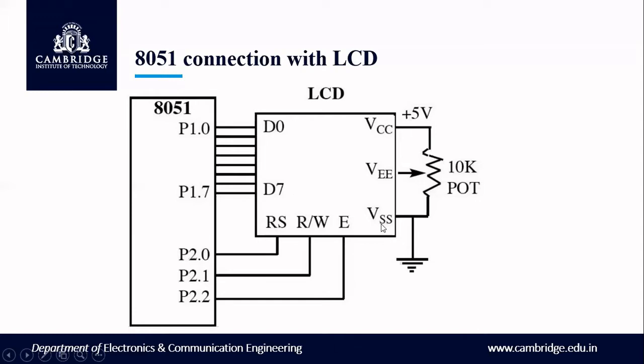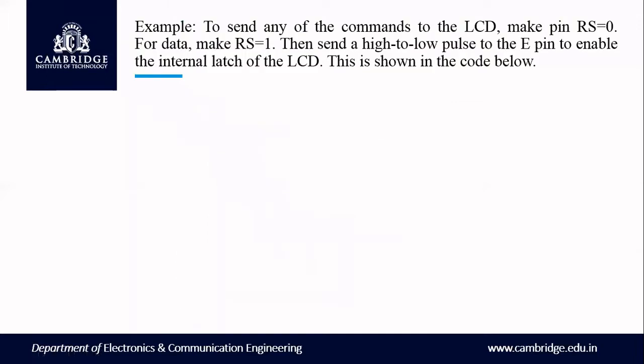So let us see the assembly code, how we can write assembly code for displaying a message onto the LCD. Before doing that, in this problem statement, they have asked that in order to send a command code onto the LCD, make pin RS as 0. For data, make RS equal to 1. In the problem statement itself, they have mentioned. So you know that when RS is 0, a command code is written. When RS is 1, a data code is written onto the LCD. Then send a high to low pulse to the E pin to enable the internal latch of the LCD. This is shown in the code below.